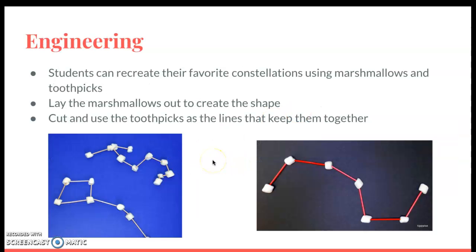For the engineering part, we're going to have students recreate their favorite constellation using marshmallows and toothpicks. So we are going to lay out the marshmallows to create the shape, and then cut and use the toothpicks as lines to keep them together, as you can see from these photos.